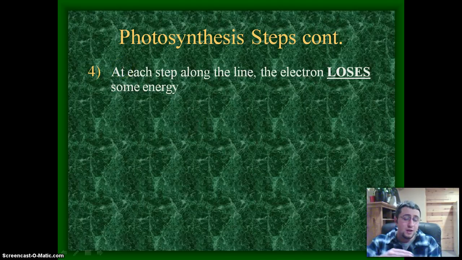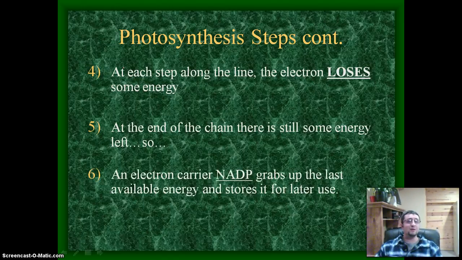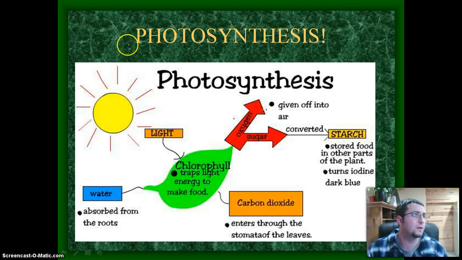So at each step along the line where that electron is passed through, we lose a little bit of the energy. At the end of the line, there's still a little bit of energy left. So we have this substance called NADP that grabs up the rest of the energy so that we can use it later on. Plants can use it later on.